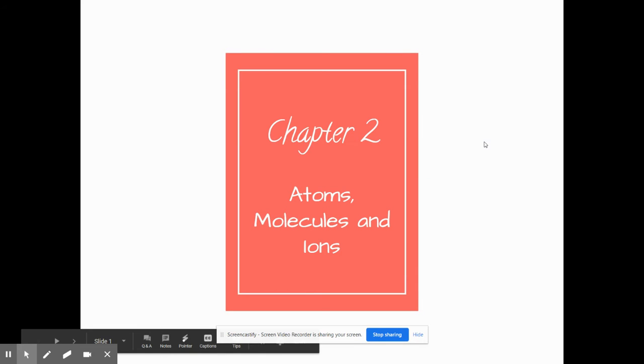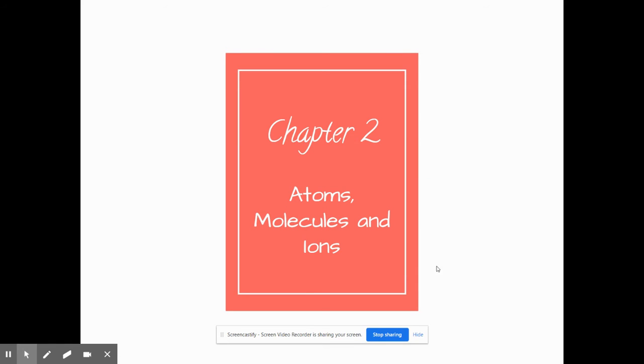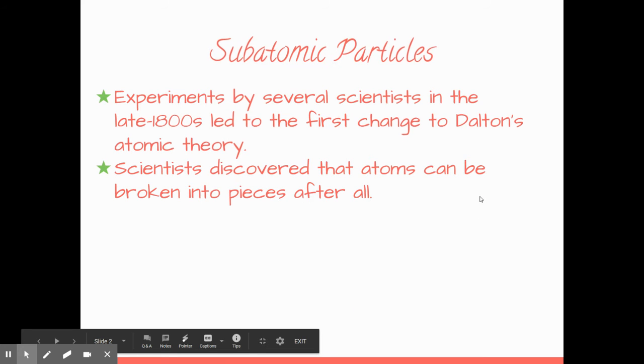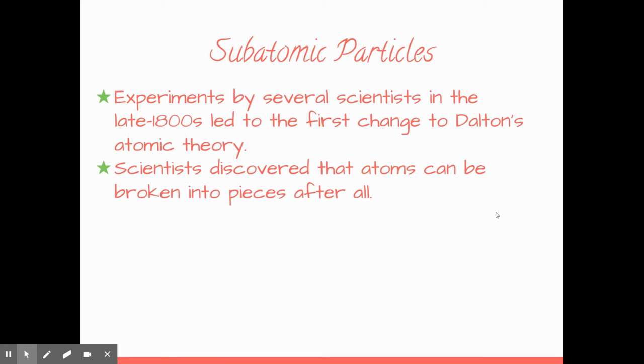This is Chapter 2, Lesson 3. Today we're going to talk about J.J. Thomson and Lord Ernest Rutherford. So, experiments by several scientists, specifically the ones we're going to talk about are J.J. Thomson and Ernest Rutherford. In the late 1800s, they changed Dalton's atomic theory.